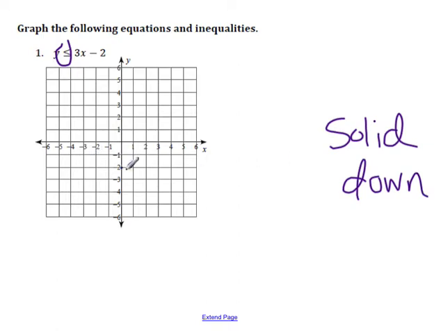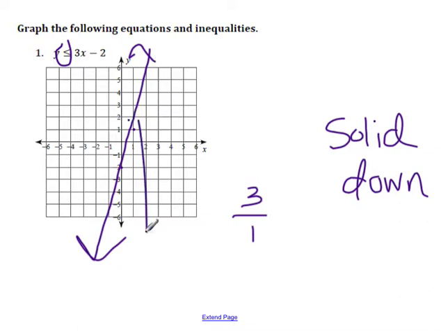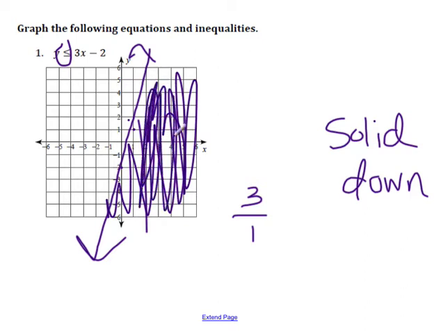We're crossing the y-axis at -2. My slope is 3, which is the same as 3 over 1. So from the point -2, I'm going up 1, 2, 3, and over 1, and I'm plotting that point. Now I'm going to connect the 2 points together. Now I need to shade down from the line. So I pick a spot on the line and I go down, and I land in this area underneath the line. So I'm going to shade in that region right there, and that's your final answer for number 1.